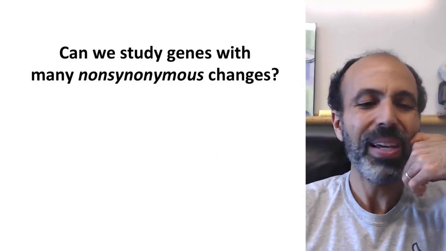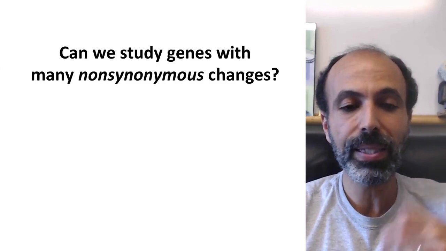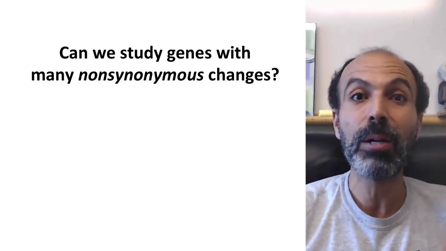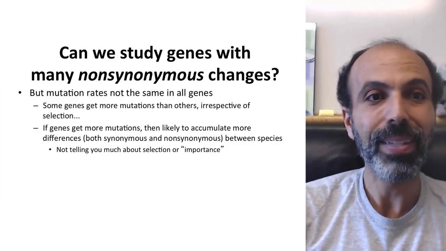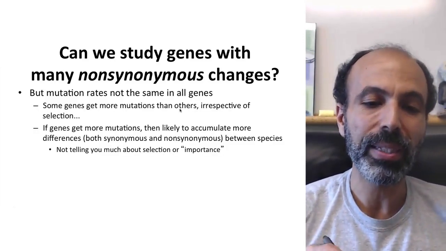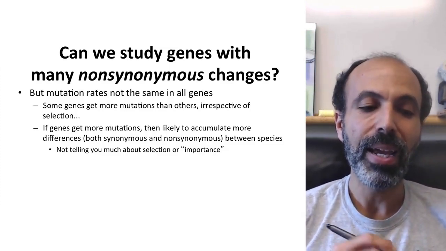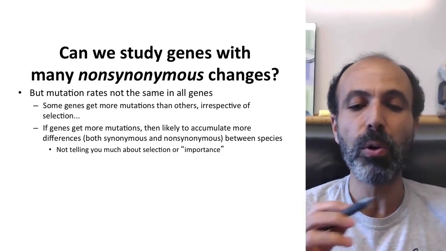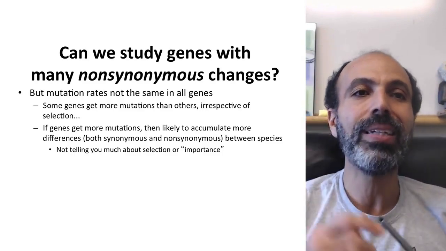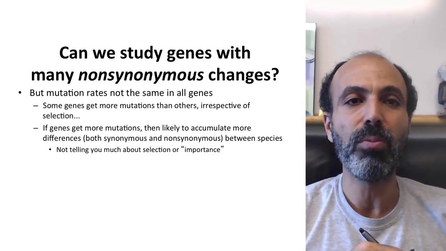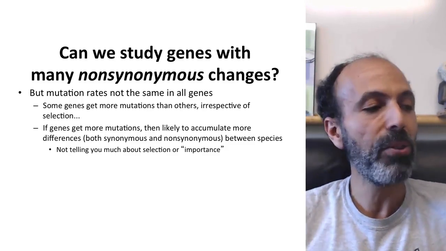So again, coming back to this question of how do we look at these differences between humans and chimps or any two species? Well, one option is let's just look at genes that have many non-synonymous changes. Those are probably ones that matter, right? Well, not so simple. Unfortunately, mutation rates are not the same in all different genes. Some genes will get more mutations than others. And if you get more mutations, you're likely to accumulate more differences, whether they're synonymous or non-synonymous between species. So again, just looking at non-synonymous changes doesn't give you a lot of information about selection or importance. That's a decent candidate by looking at those, but by itself, you can't tell.